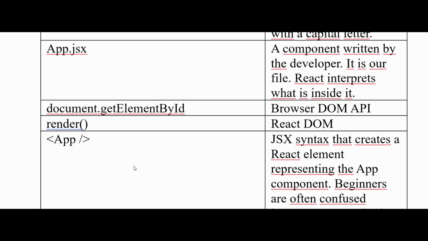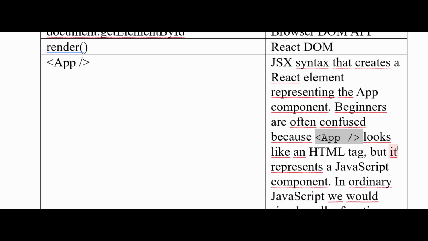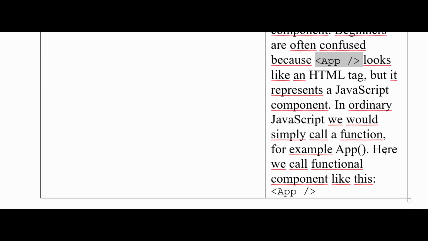App here is JSX syntax that creates a React element representing the App component. Beginners are often confused because this syntax of App looks like an HTML tag, but it represents a JavaScript component. In ordinary JavaScript, we would simply call a function, for example, calling a function like this. Here we call functional components in this syntax. It is calling of that functional component.